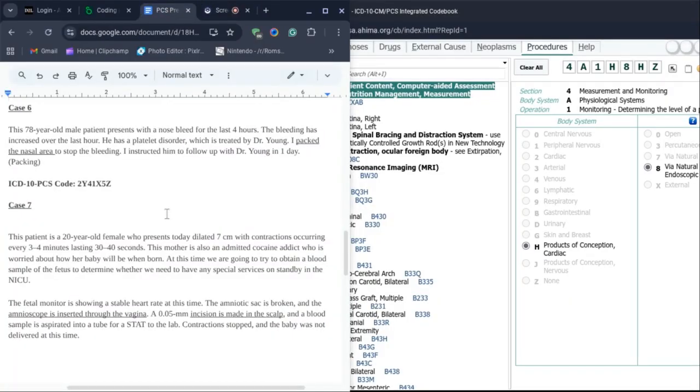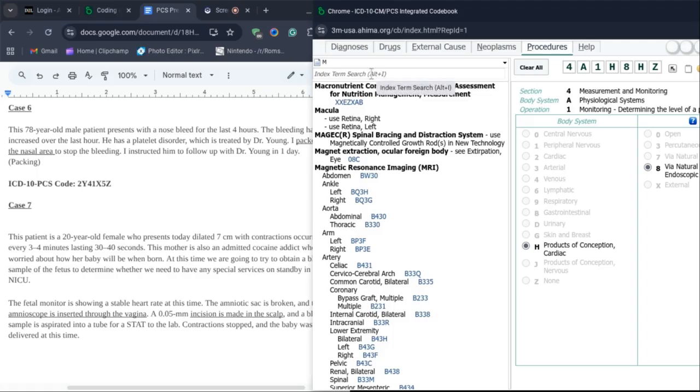Case number 6. This 78-year-old male presents with a nosebleed that lasted 4 hours. The bleeding has increased over the last hour. He has a palate disorder, which is treated by Dr. Young. I packed the nasal area to stop the bleeding. I instructed him to follow up with Dr. Young in 1 day. The main term, or root operation, here would be packing of the nasal area.